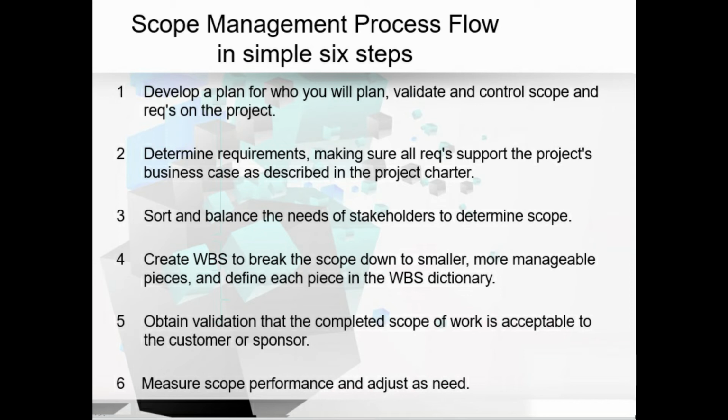Moving to the third step, sort and balance the needs of stakeholders to determine the scope. Coming to the fourth step, create the work breakdown structure to break the scope down into smaller, more manageable pieces, and define each piece in the WBS dictionary. Fifth step, obtain validation that the completed scope of work is acceptable to the customer or sponsor. And the last step, measure the scope performance and adjust as needed.